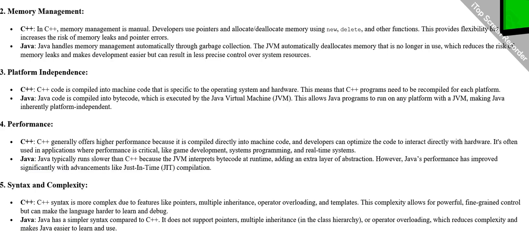Java. Java is a statically typed, interpreted language that is purely object-oriented, with some exceptions for primitive data types. It emphasizes portability and security, with no direct memory manipulation. 2. Memory management. C++. In C++, memory management is manual. Developers use pointers and allocate/deallocate memory using new, delete, and other functions. This provides flexibility but also increases the risk of memory leaks and pointer errors.